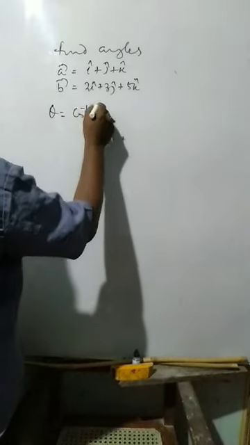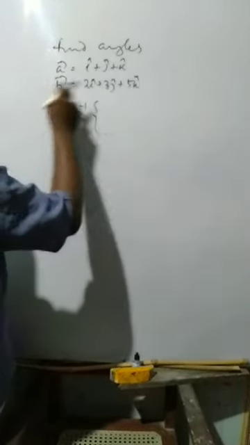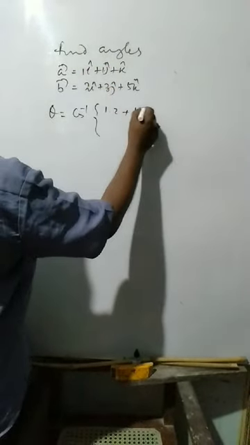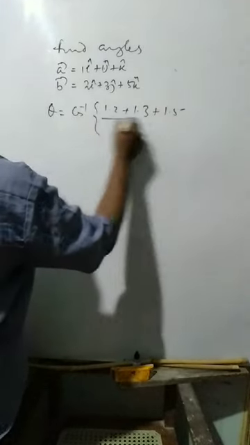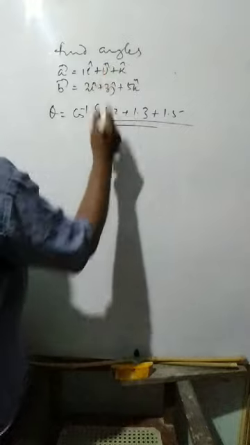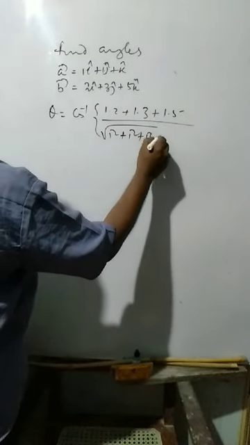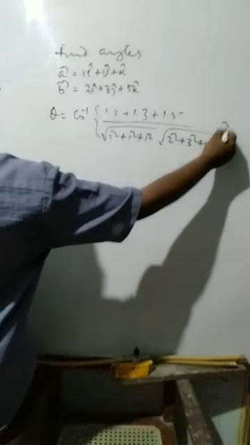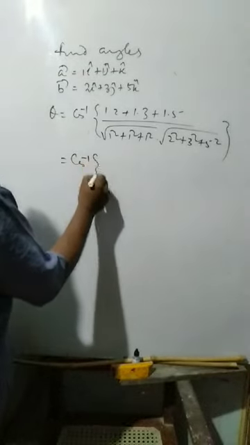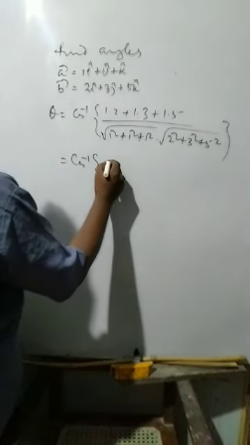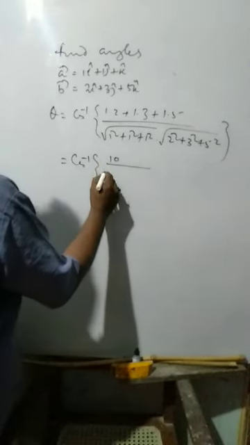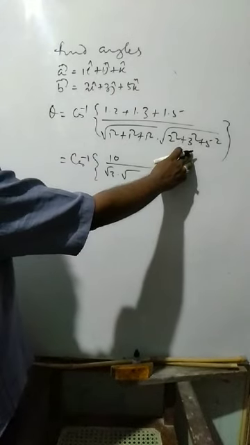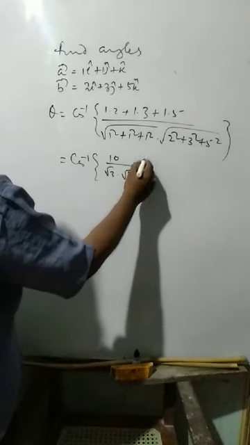cos inverse of a dot b divided by the magnitudes. A dot b means: 1 into 2 plus 1 into 3 plus 1 into 5, divided by root of 1 square plus 1 square plus 1 square, times root of 2 square plus 3 square plus 5 square. Simplifying, 1 into 2 is 2, plus 3, plus 5 is 10. The first magnitude is root 3. For the second, 25 plus 9 is 34, plus 4 is 38, root 38.